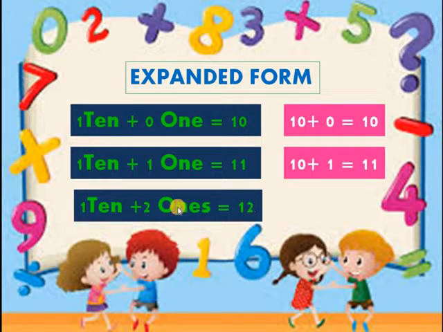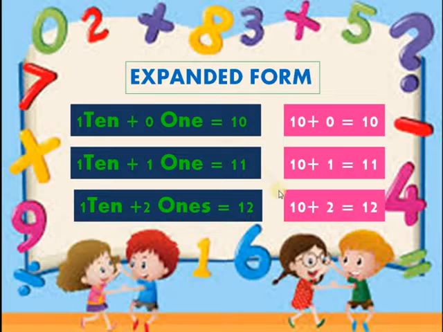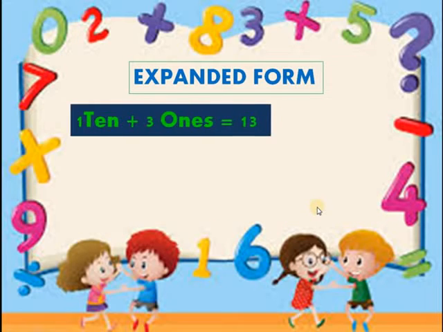Let's move to the third example. 1 ten plus 2 ones is equal to 12. This is the expanded form of 12. Here 2 is in ones place, so we have written 2 ones. 1 is in tens place, so we have written 1 ten, and it can also be written as 10 plus 2. This is the tens number, this is the ones number.